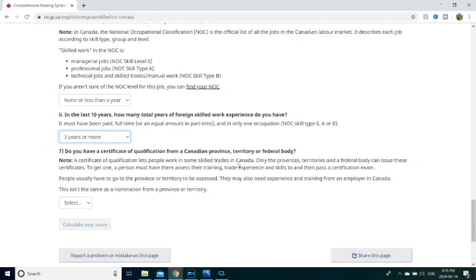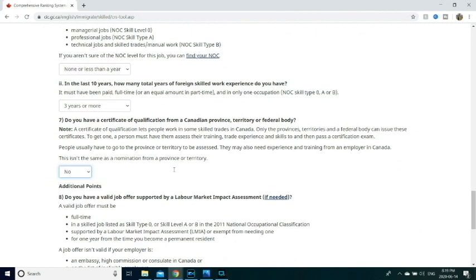Okay. Now, do you have a certificate of qualification from a Canadian province, territory, or federal body? This certificate generally we do not have if we are applying in Express Entry, so we are saying no.